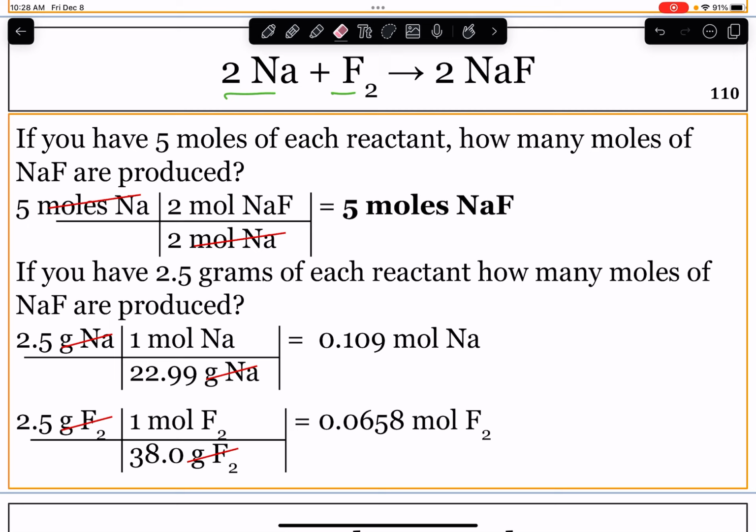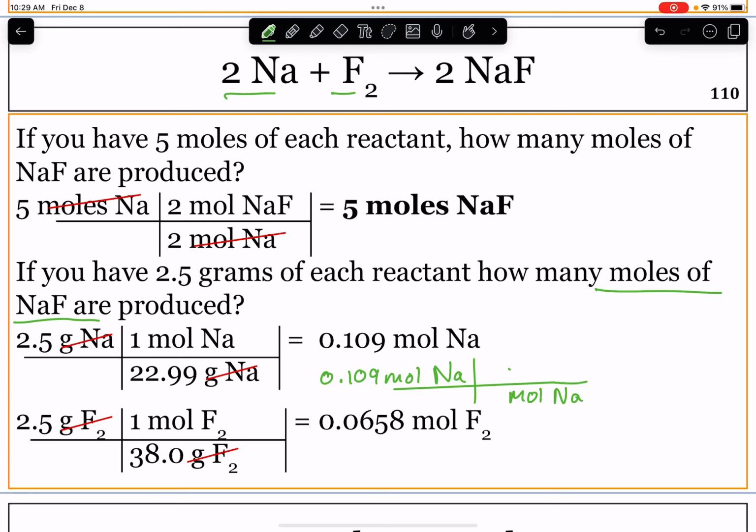So this is what we do. We start with the 0.109 moles of sodium, and we use this in our mole ratio to see how much product was made, because it's asking how many moles of NaF are produced. The mole ratio is moles of sodium on bottom and moles of NaF on top. The mole ratio here is a 2 to 2. So that means we produced 0.109 moles of NaF. Yes, we have some fluorine left over, but the problem is not asking about that.